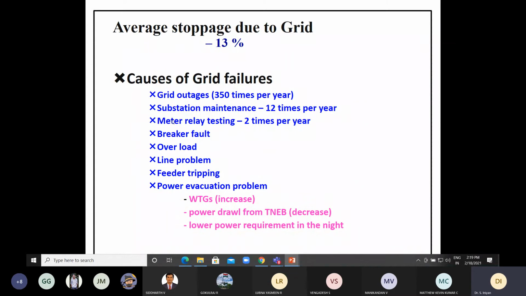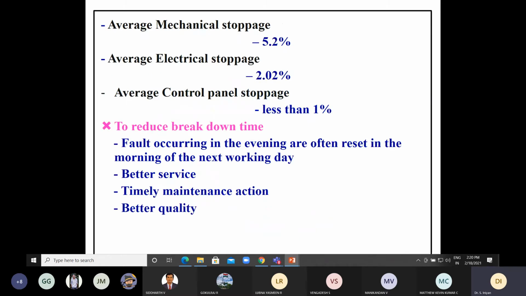And there are also meter relay testing, breaker fault and overload, line problems, feeder tripping and power evacuation problems. So these are the causes of the grid failures occurring in a year, right? So the average stoppage due to the grid is 13%, right? I'm going to stop the electricity to the grid, and it comes around 13%, right? And mechanical stoppage is 5.2%, electrical is 2.02%, and control panel stoppage is less than 1%.